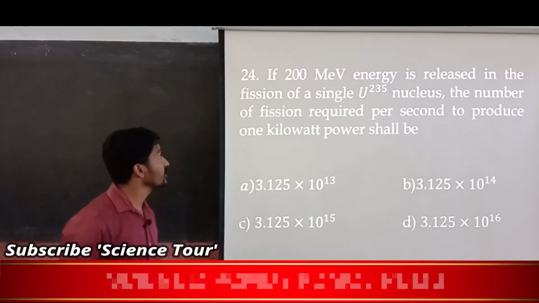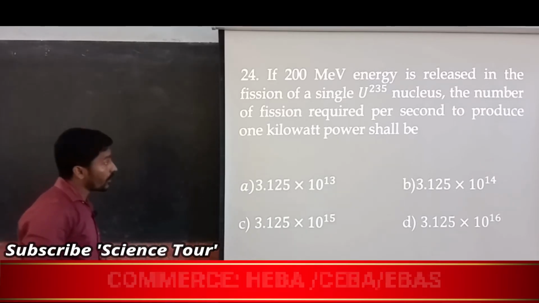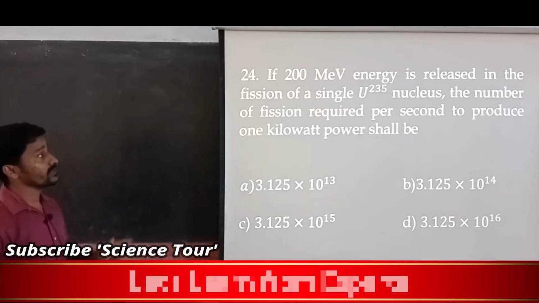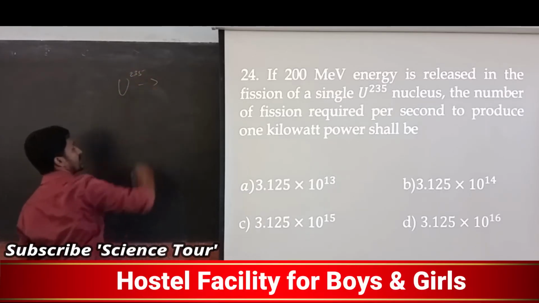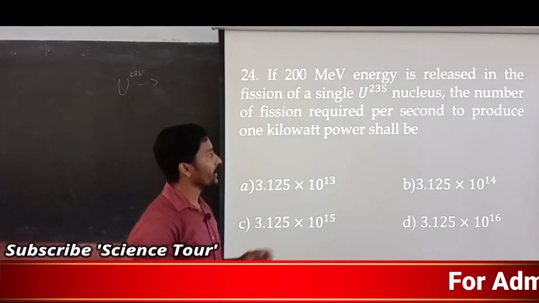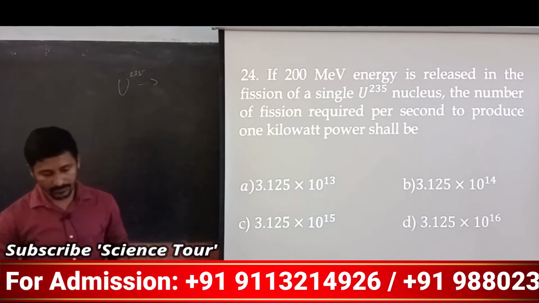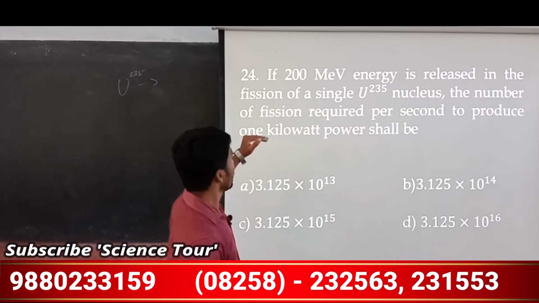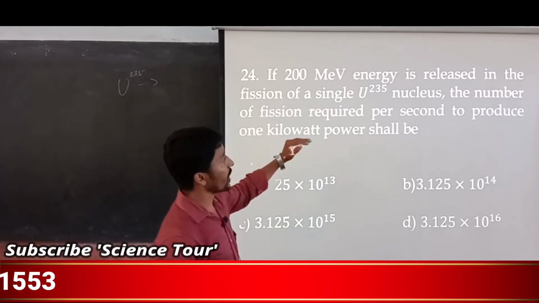Go to the next question. Suppose 200 MeV energy is released in the fission of a single uranium 235 nucleus. The number of fissions required per second to produce 1 kilowatt power shall be: the number of fissions required per second.